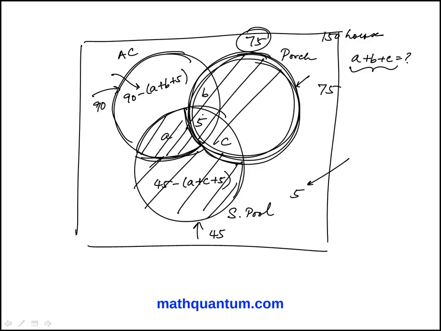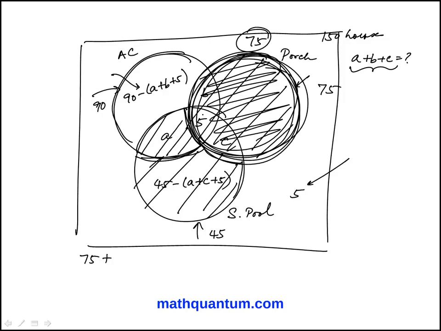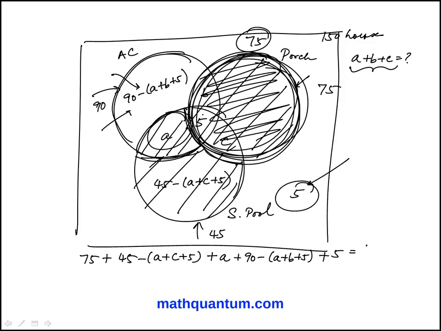And we know that this is 75, and I just need to add the remaining regions. So essentially I have 75, this entire circle, plus 45 minus (A plus C plus 5). You just have to add the individual regions, plus A, plus this, plus 5 outside. That needs to add up to 150. So that's the equation that should give us A, B, and C.